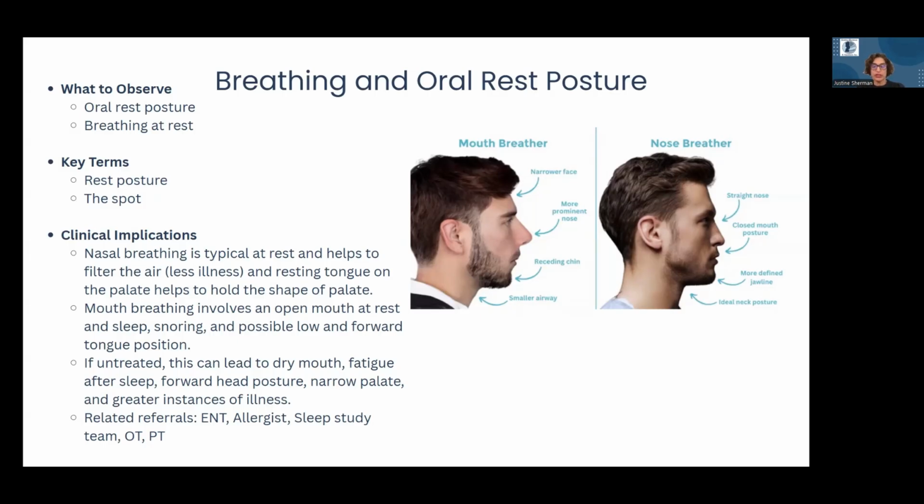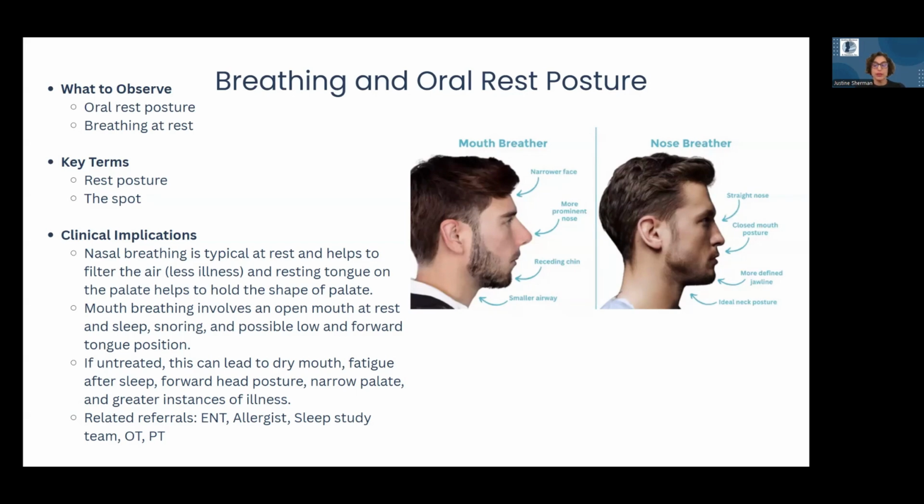So clinical interpretations, again, context is key. An atypical rest posture alone doesn't equal pathology. I can consider whether the client can achieve typical posture when cued, whether they can maintain it, or whether symptoms like snoring or mouth breathing or fatigue are present. The pattern and the symptom profile guide our next steps.